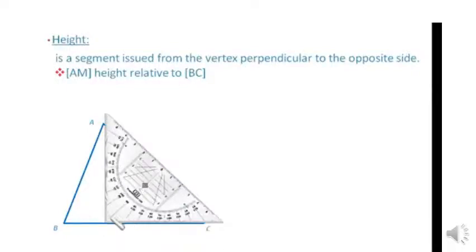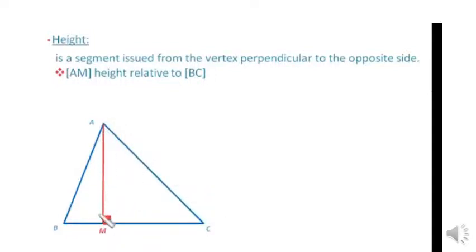So using the set square, line it up correctly: one side on BC making a right angle and the second side passing through A. Now we are ready. Let's draw the first height. It's a segment. The first height is AM, making a right angle with BC. This is AM, the first height issued from A relative to BC.